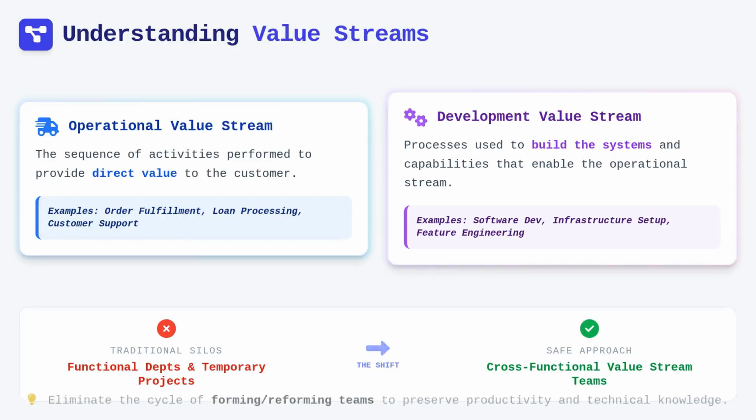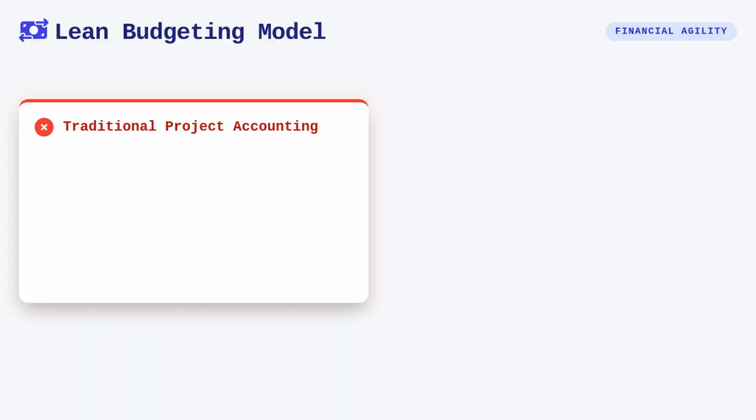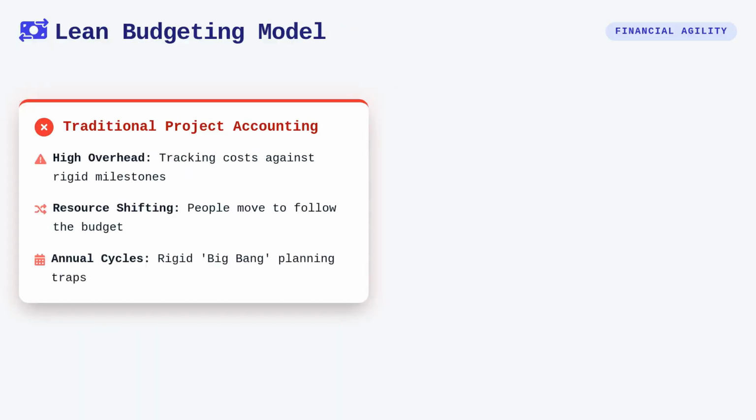When we stop viewing software delivery as a series of temporary, disconnected projects, we stop the constant cycle of forming and reforming teams, which often destroys productivity and technical knowledge. Traditional project accounting requires significant overhead as organizations attempt to track cost and progress against specific project milestones that rarely reflect the actual delivery of value.